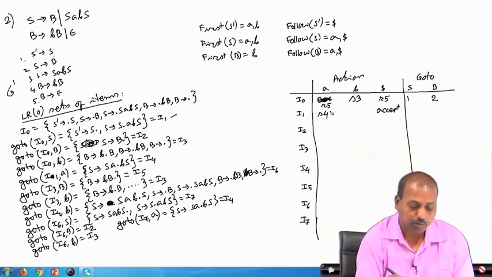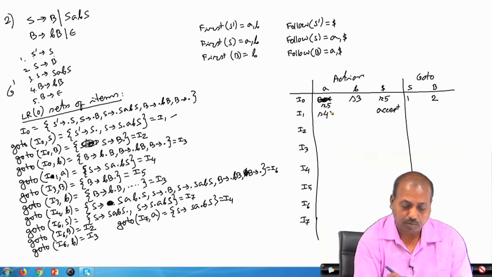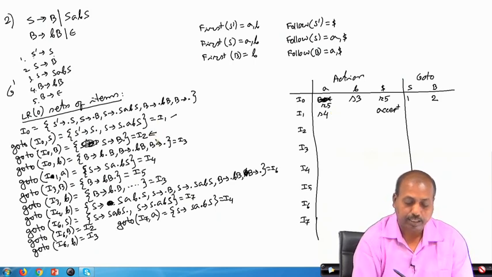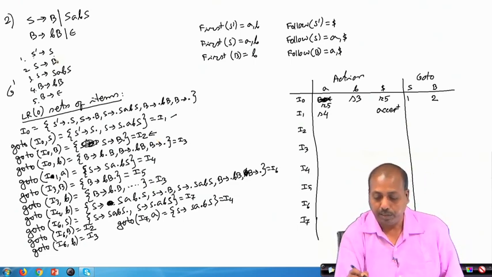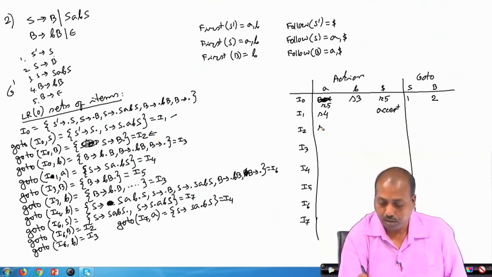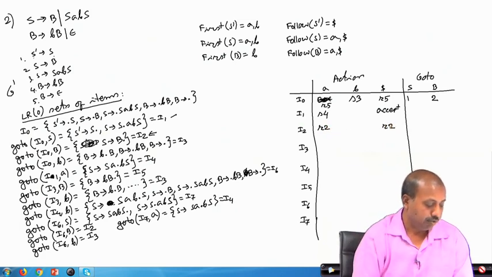Now, come to I2. This is the item S producing B dot. So, I have to look into the follow of S, and this is rule number 2. Follow of S is A and dollar. So, there I have to reduce by rule number 2, fine.